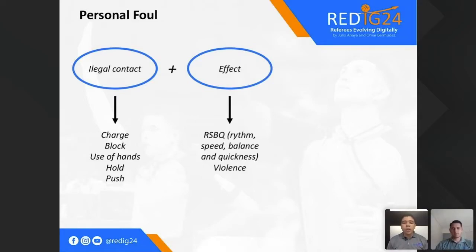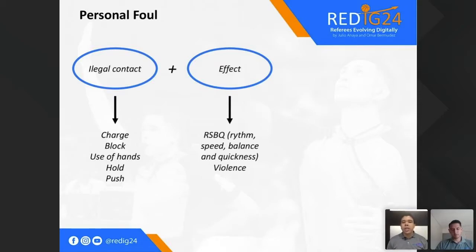We cannot work with such strict points. So when we talk about effects, we talk about how the rhythm, speed, balance, and quickness of the player are affected by that illegal contact. Then we can have a clear idea of when that illegal contact is a foul. Also, sometimes the effect is not that big, but it is a potential way to begin a violent situation or create a fight during the game. For example, use of hands on the upper body of a player.